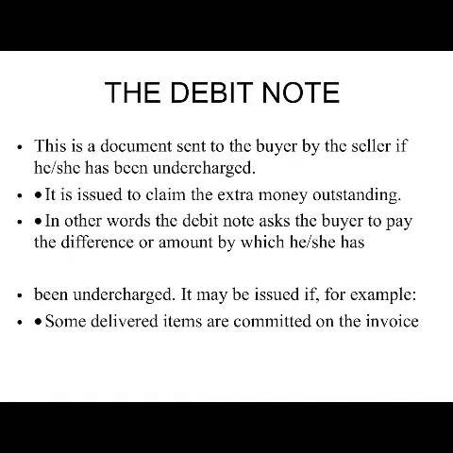This debit note is a document sent to the buyer by the seller if he or she has been undercharged. It is issued to claim the extra money outstanding. In other words, the debit note asks the buyer to pay the difference, or the amount by which he or she has been undercharged. It may be issued if, for example, some delivered items are omitted on an invoice. So in a situation where you've been undercharged, this is where you claim the money that is outstanding, right?